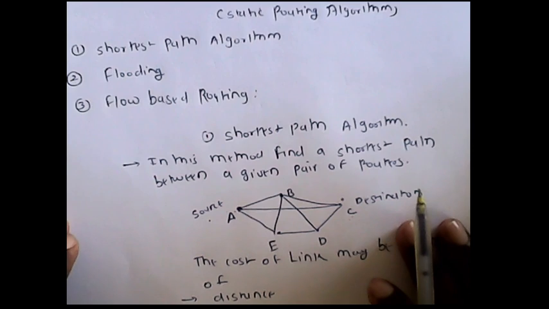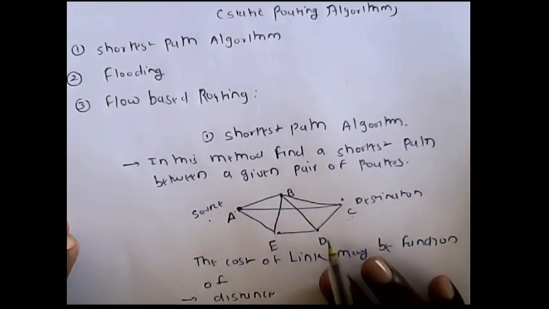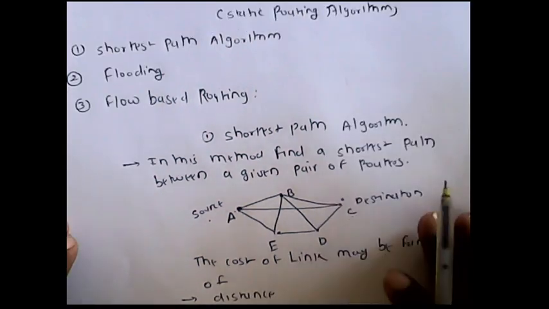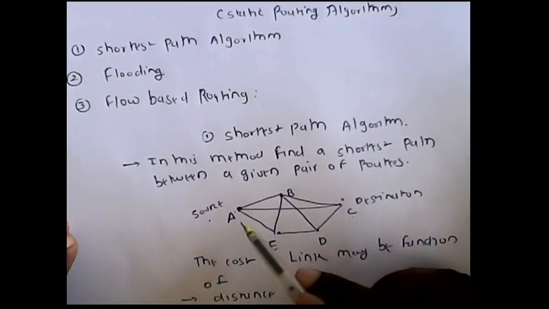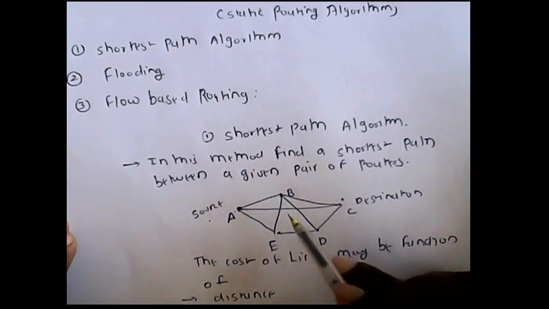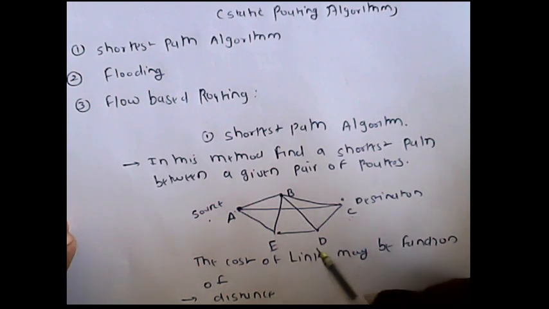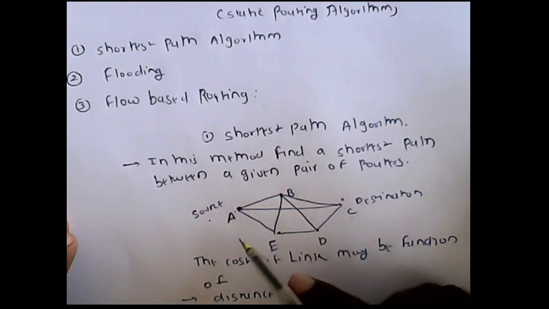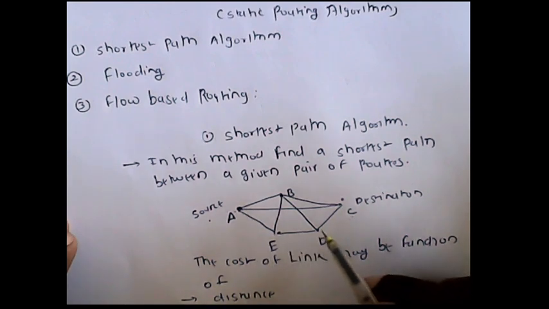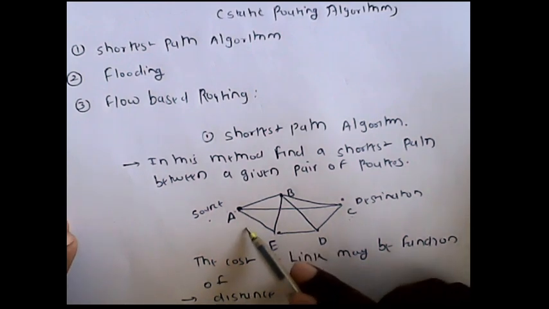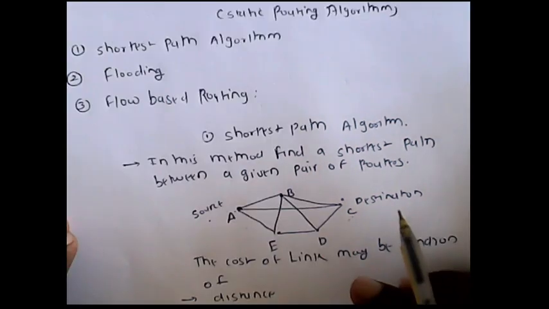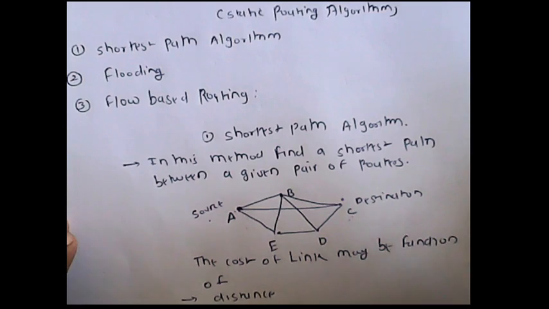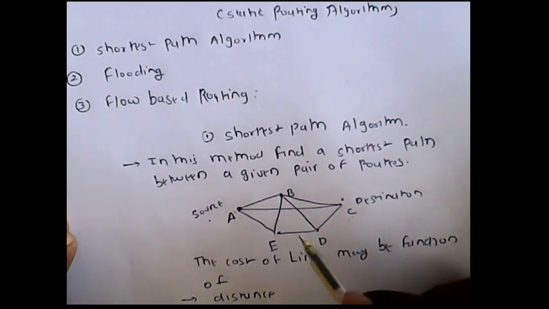In this method, we find the shortest path between a given pair of routers. Suppose a network has routers A, B, C, D, E. I want to send a packet between the pair A and C, where A acts as the source and C is the destination. So to find the shortest path, we can send this packet from source A.